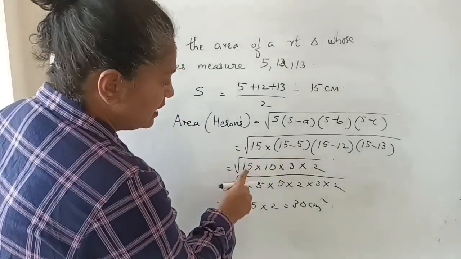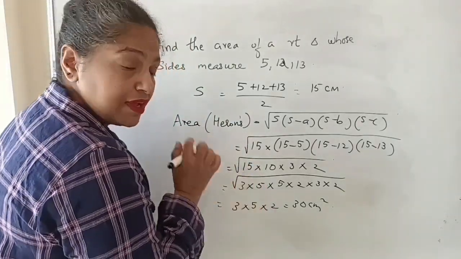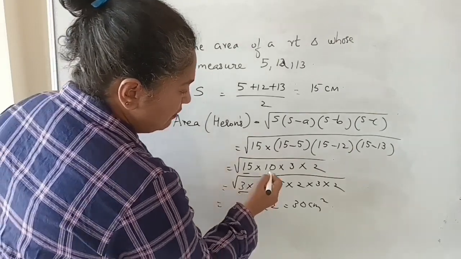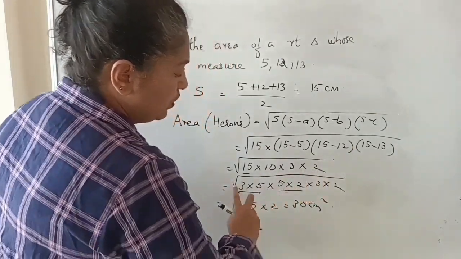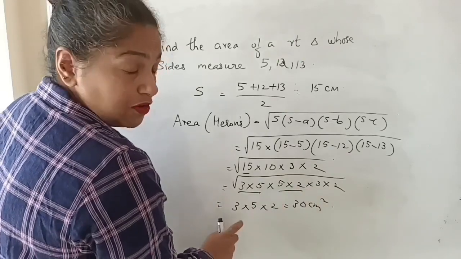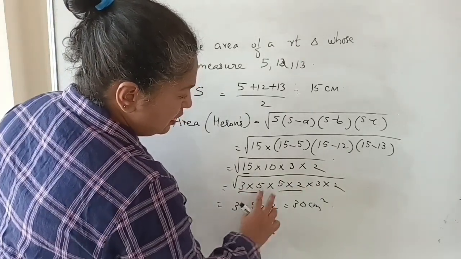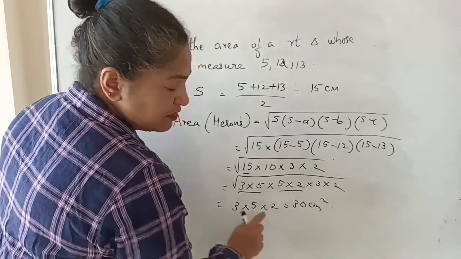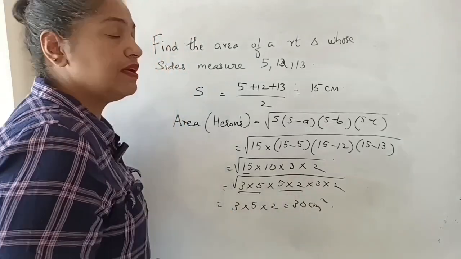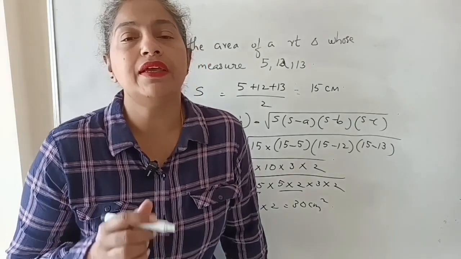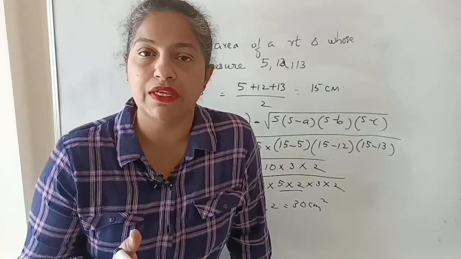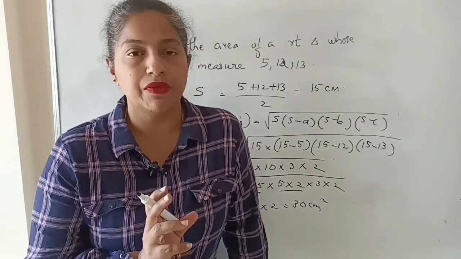Now, when you are trying to save time during a maths examination and you want to find the square root, here itself split it into prime factors. 15 is 3 into 5, 10 is 5 into 2, and 3 and 2. And for every 2 factors, take out a single factor. That is how you find the square root. So, I have 2 3's, there is a 3, 2 5's, there is a 5, 2 2's, there is a 2. So, I get the value as 30 centimeters square, exactly the same value that I found by using half into base into height. Okay.